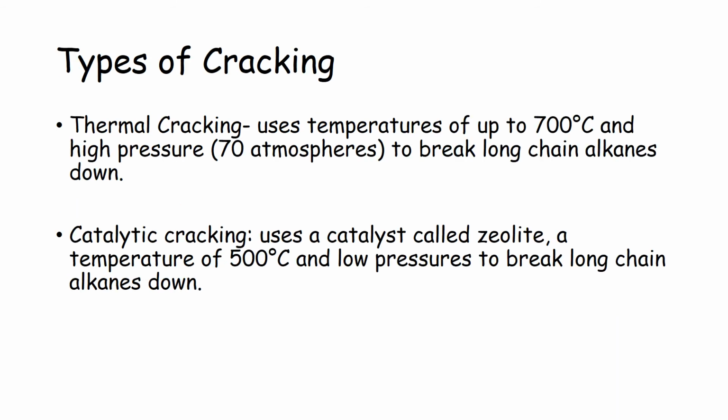There are two types of cracking you need to know about. The first is thermal cracking, which uses temperatures of up to 700 degrees Celsius and high pressures, which is around 70 atmospheres, to break down long-chain alkanes. The second type of cracking is catalytic cracking. This uses a catalyst called zeolite, a temperature of around 500 degrees Celsius and low pressures to break down long-chain alkanes.